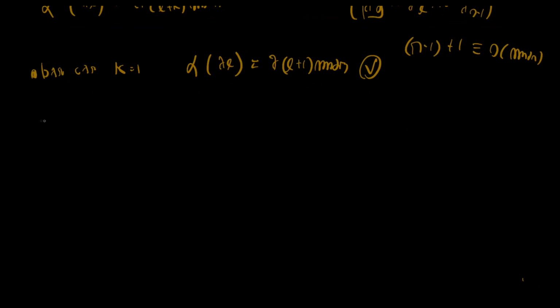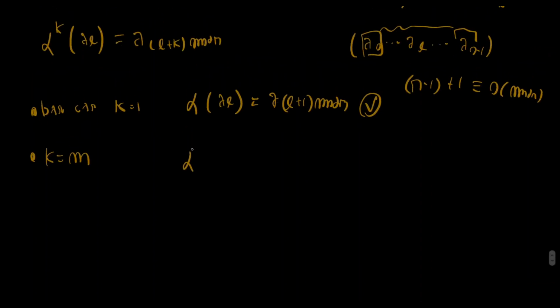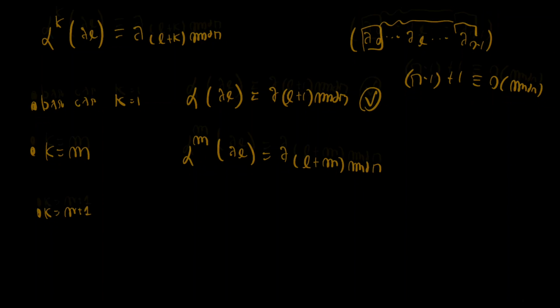Now for the induction step, we're going to suppose that this holds for a general k equal to m. In that case, we will have that alpha to the m of a of l is equal to a of (l plus m) mod n. And now let's prove it for the case m plus 1, where k is equal to m plus 1.